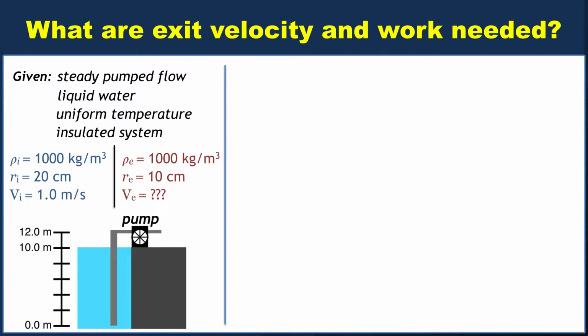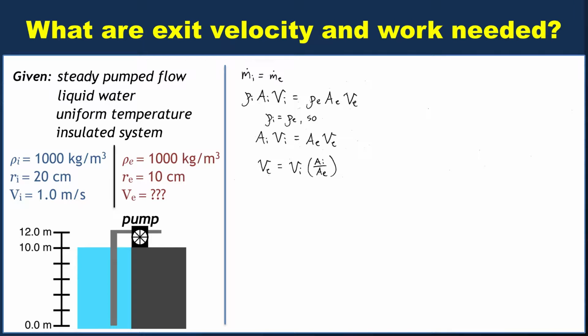Okay, so let's start with mass conservation to get V_E. So m dot I equals m dot E, and we know that we can rewrite m dot as rho A times the velocity for both the inlet and the exit. We know that the two densities are the same, so we can actually just cancel those out, and that tells us that AV, the volumetric flow rate, has to be the same at the inlet and exit. So let's rearrange and solve for V sub E. You can substitute in pi r squared for the areas, and that just tells us that V sub E equals V sub I times the ratio of inlet to exit radii squared.